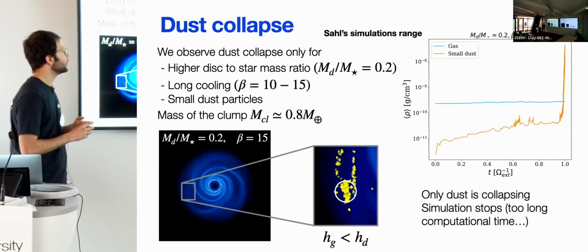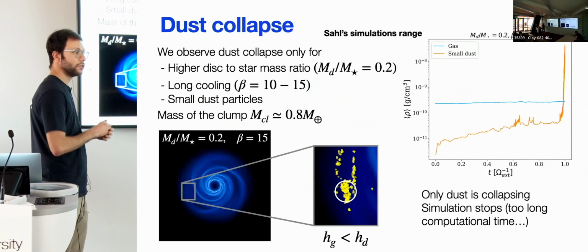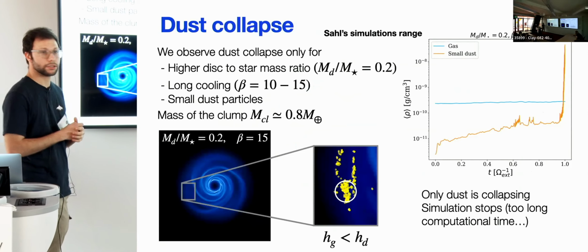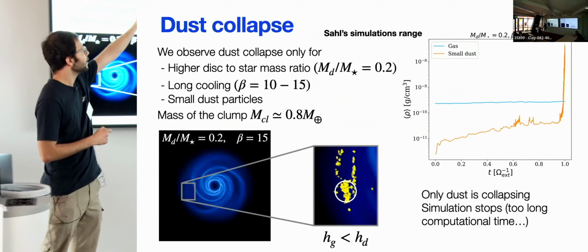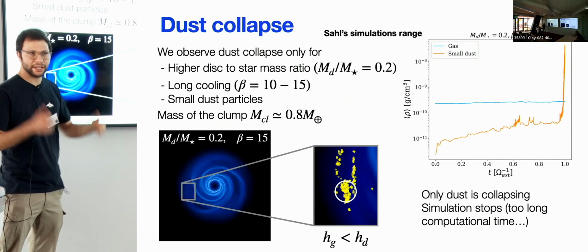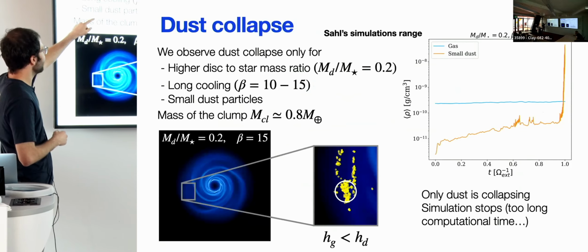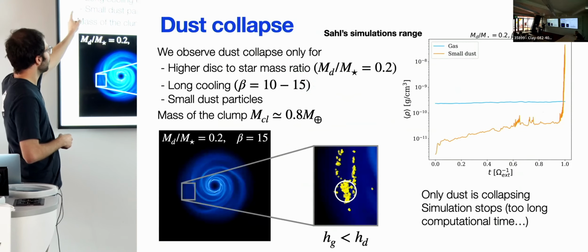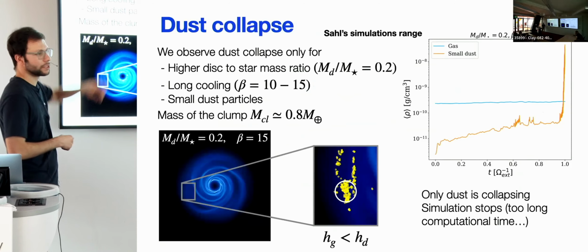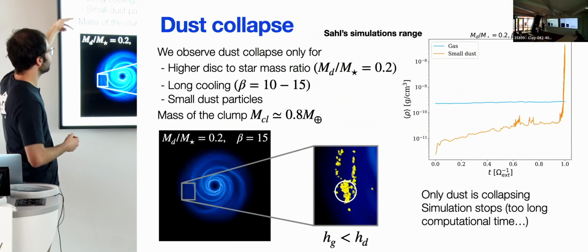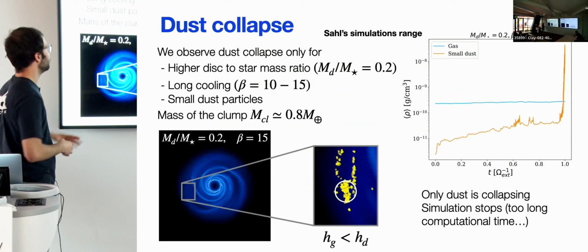And finally, just to talk about dust collapse. We observe dust collapse in a subset of our simulations, and it is exactly in the range we expected, which is reassuring. We observe dust collapse only for high disk to star mass ratio, long cooling time, and small dust particles, as we expect, because these are the 3 most unstable configurations.